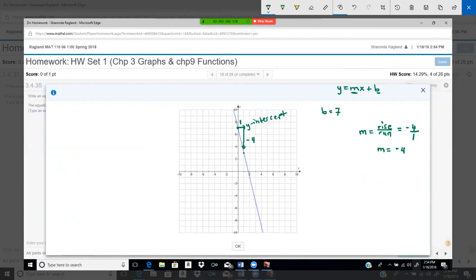Okay, since we're writing the equation, we have b and we have m. So therefore, the equation is y is equal to negative 4x plus 7. Okay, this is your equation of your line.